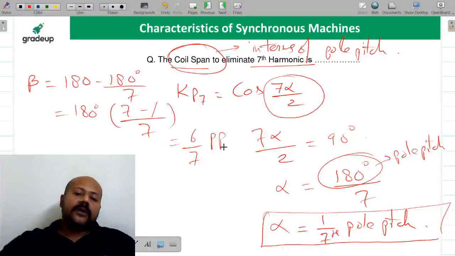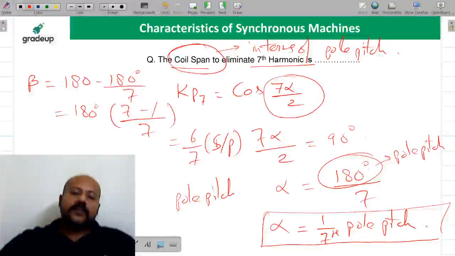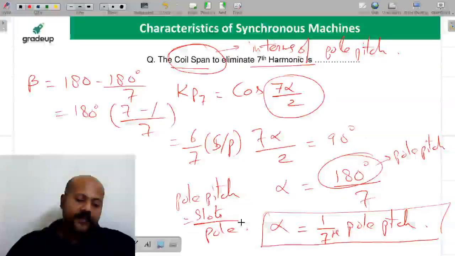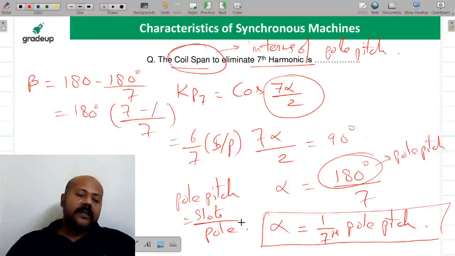or you can say 6/7 pole pitch. And what is pole pitch? Pole pitch is defined as slots divided by number of poles. I hope it is clear to all of you. I hope you are getting this.